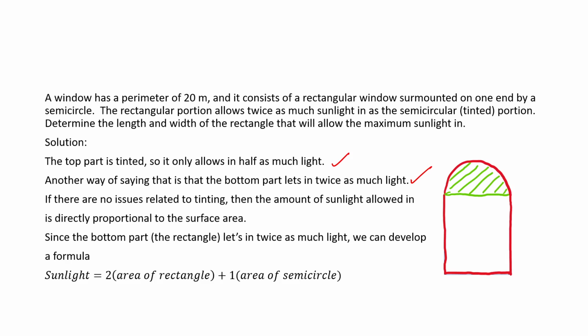However, this case does have tinting. So we're going to say that the top part lets in 1 unit of sunlight per square unit of area, and the bottom part lets in 2 units of sunlight per square unit of area. So we're going to be able to say that sunlight is 2 times the area of the rectangle plus 1 times the area of the semicircle. We don't actually have units for sunlight that we're using here. So we're just trying to indicate that in terms of sunlight getting in, the rectangle is twice as important as the semicircle.